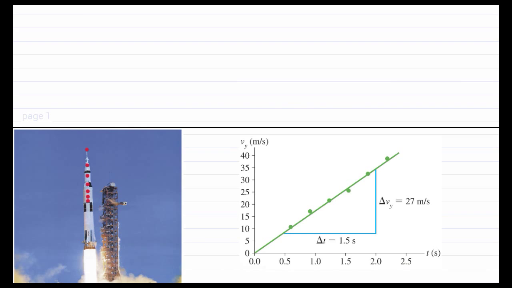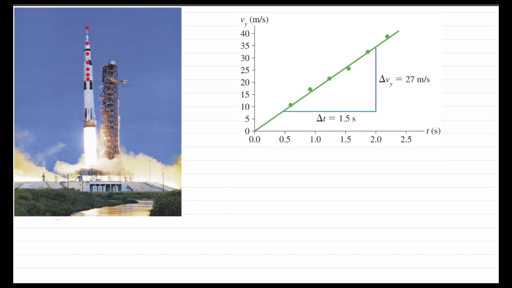Okay, in this video we're going to talk about motion diagrams, and we're going to do this with an example, which I have here. If you look at the picture on the left, this is a Saturn rocket blasting off, and the red dots just indicate the position of the top of the rocket at various times, and the time interval between successive dots is always the same. Okay, so this is our Saturn rocket blasting off.